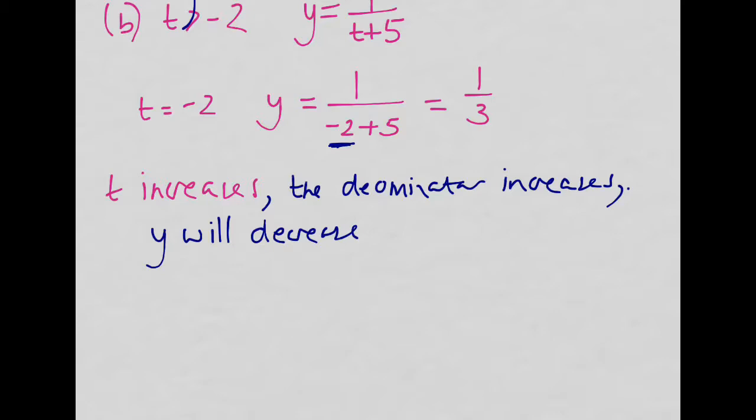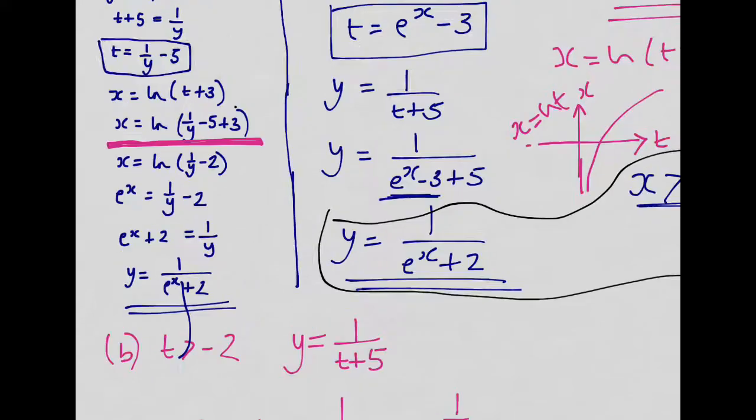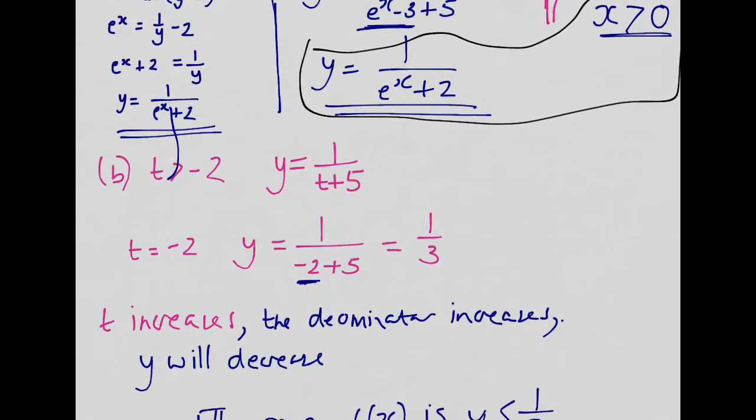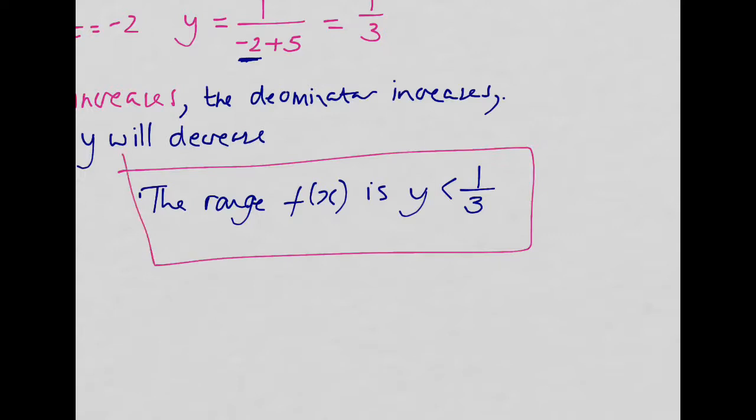So therefore, y, the range, which you write as f of x, is y is less than 1/3. And remember, it's less than because if I go back up to the original question, this was greater than -2, and it's that which decides the inequality sign here. And that's your answer for the range. And that's that question finished.